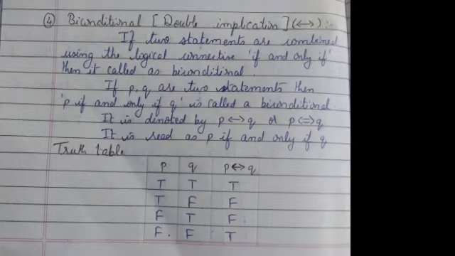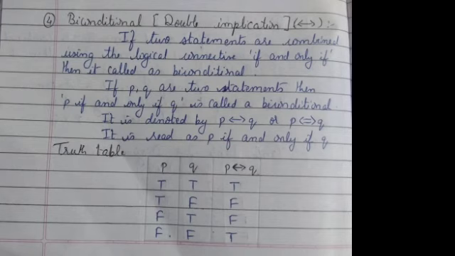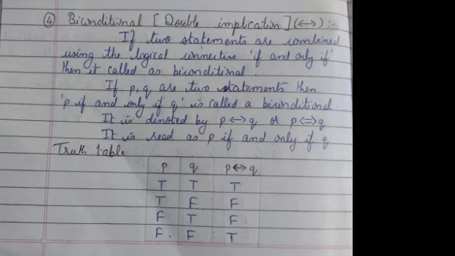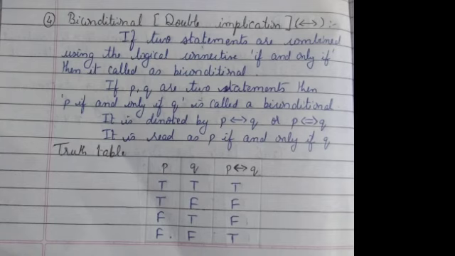The fourth logical connective is biconditional. It is also known as double implication. If two statements are combined by using the logical connective if and only if, then it is called a biconditional. If P and Q are two statements, then P if and only if Q is called a biconditional. It is denoted by P if and only if Q.